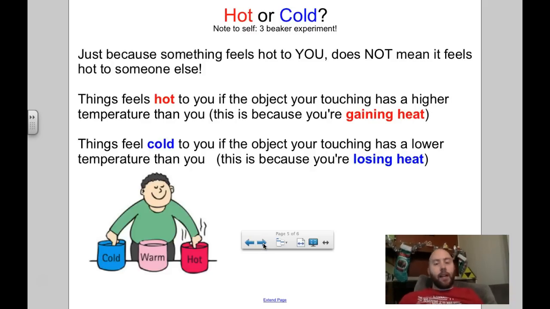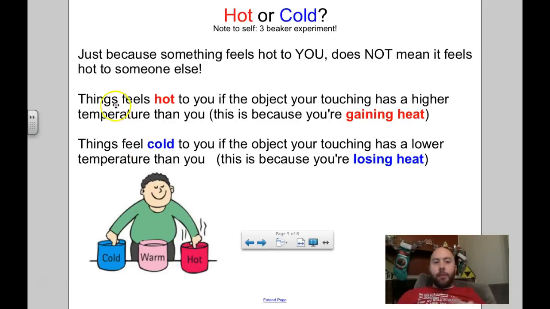I like it. Hot or cold. So again, it goes back to heat. It's a relative term. I have heard someone complain in class that it's too hot in here. Then literally a minute later, a different student says, no, it's too cold in here. Just because something feels hot to you does not mean it feels hot to someone else. They are relative terms. Here's an experiment you can even do at home that will blow your mind.